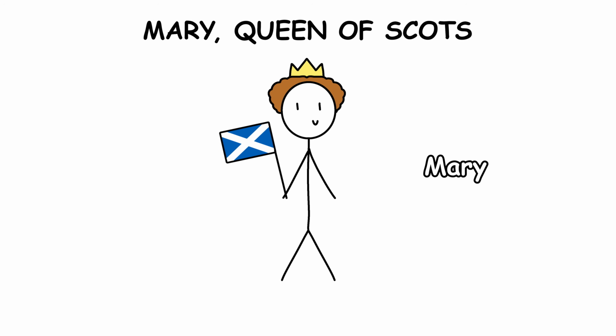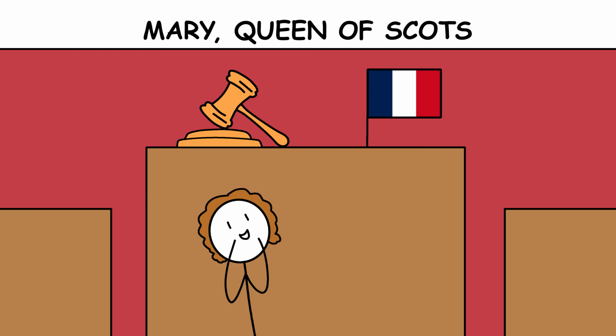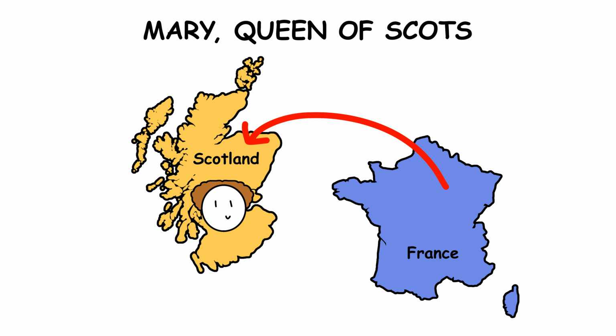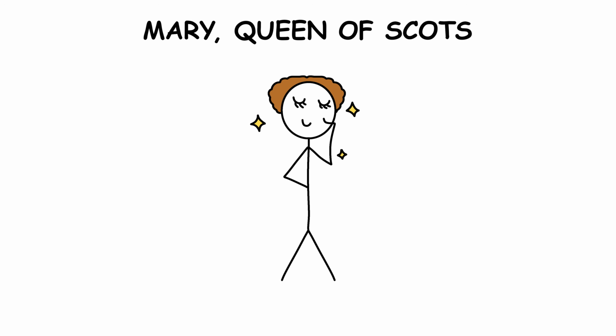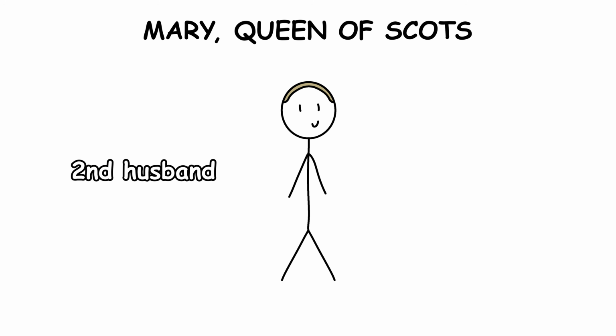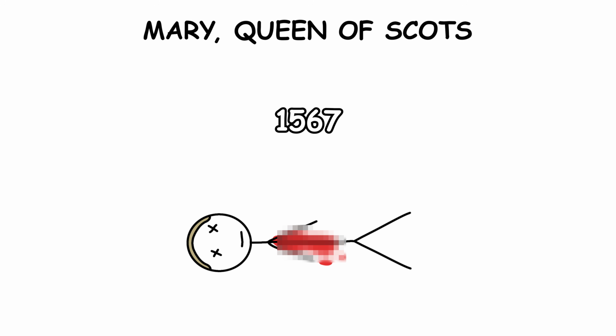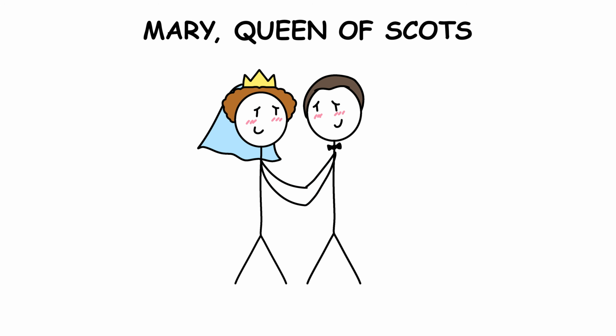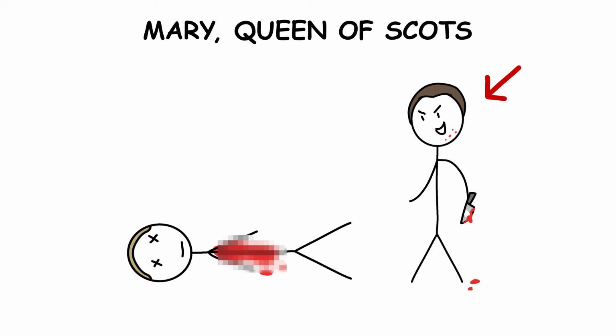Mary became Queen of Scotland when she was 6 days old and grew up in the French court. She returned to Scotland in 1561 as a beautiful but politically naive 19-year-old. Mary's downfall began with her marriages. Her second husband, Lord Darnley, was murdered in 1567. 3 months later, Mary married the Jarl of Bothwell, the prime suspect in Darnley's murder.